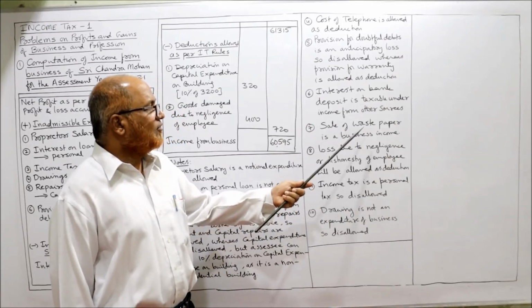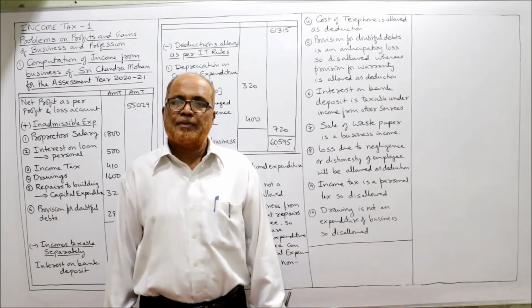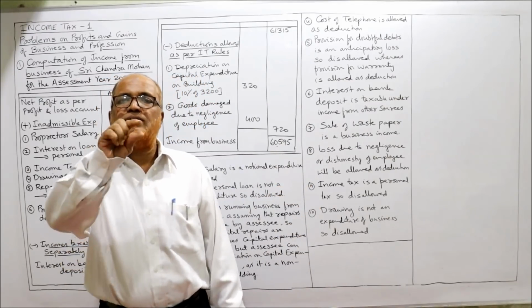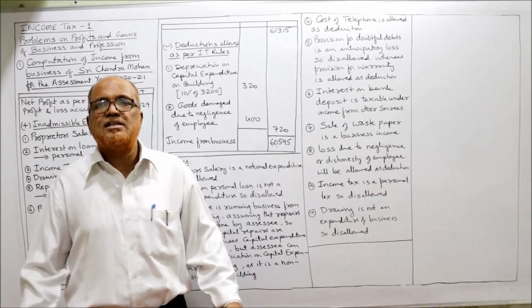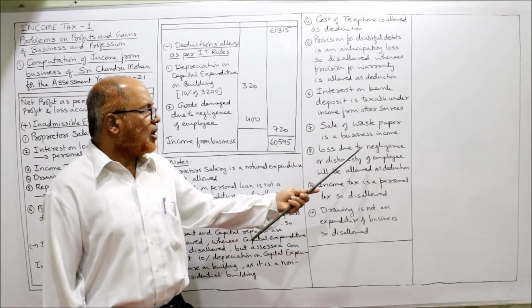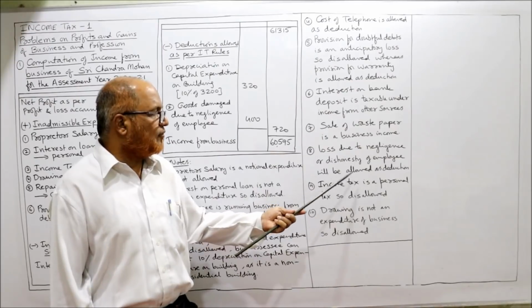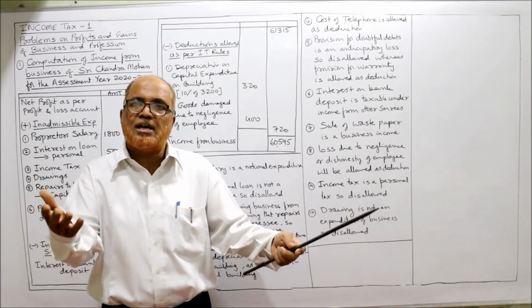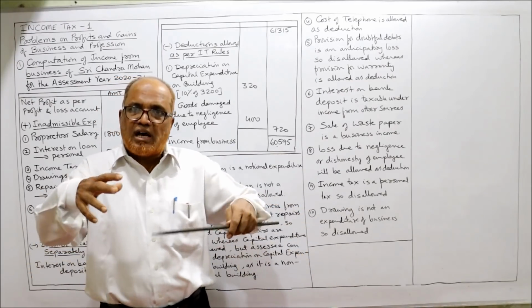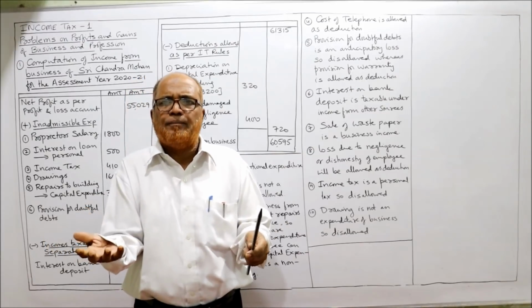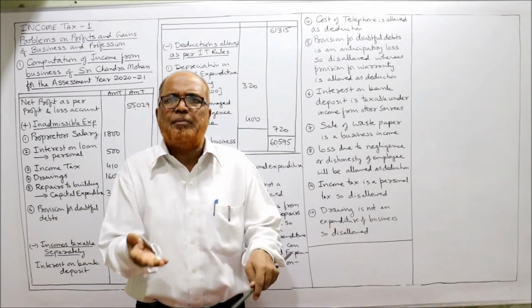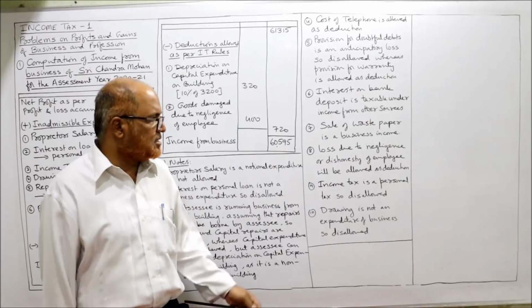Next is sale of waste paper is a business income. The credit side of P&L account, it is given sale of waste paper. It is a business income. Nothing should be done. Loss due to negligence or dishonesty of employees will be allowed as reduction because it's a revenue loss. When employees are working in the business, there is a possibility there may be negligence or there may be dishonesty. Income tax taxes, it is allowed.